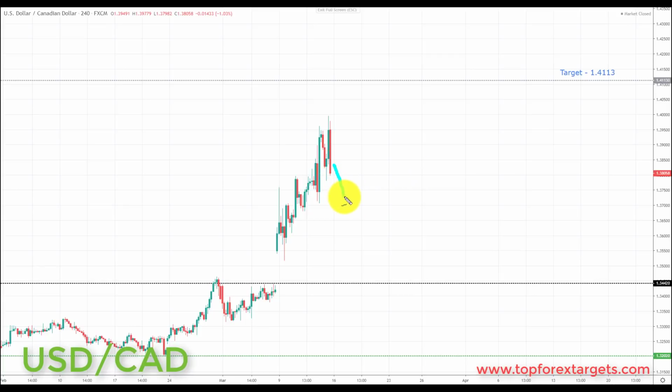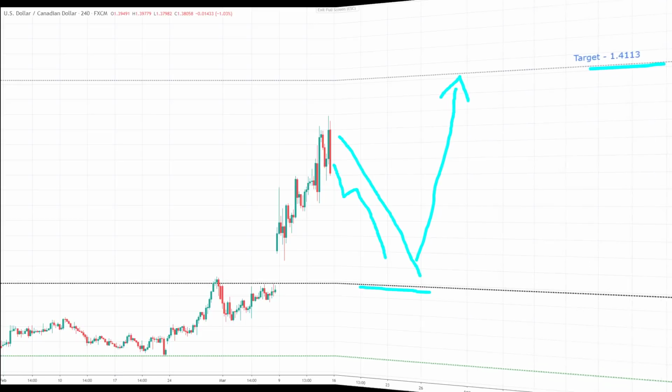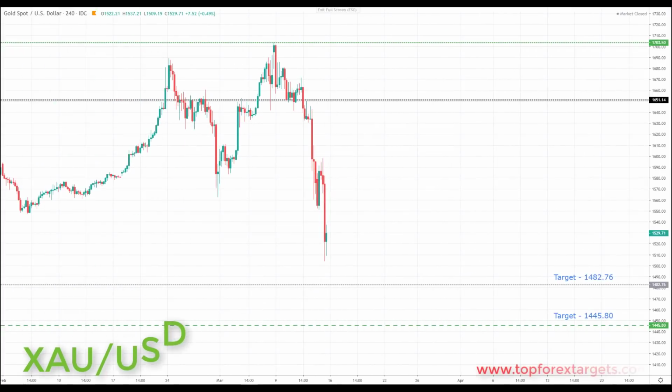If we can get a pullback, and any pullback in this area, preferably if we can come back and retest broken resistance turning support at the 1.34420, as again this will give us the best risk to reward ratios on our setups. But any pullback in this area is going to be viewed as an opportunity to start to look for bullish setups, and we're going to be looking at initiating longs up towards the next key of resistance to the upside in the target set at the 1.4113. And last but not least, we have gold.